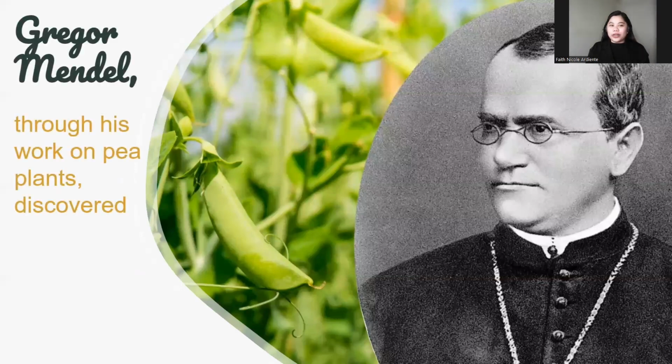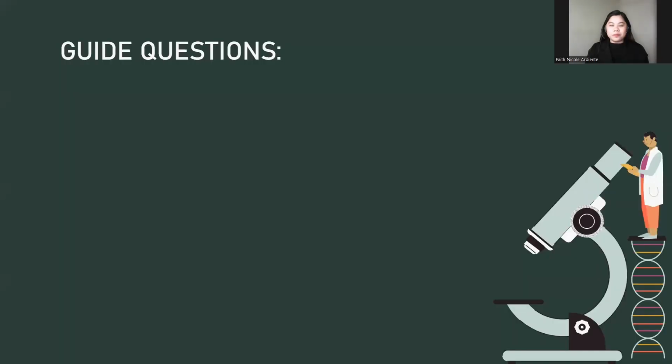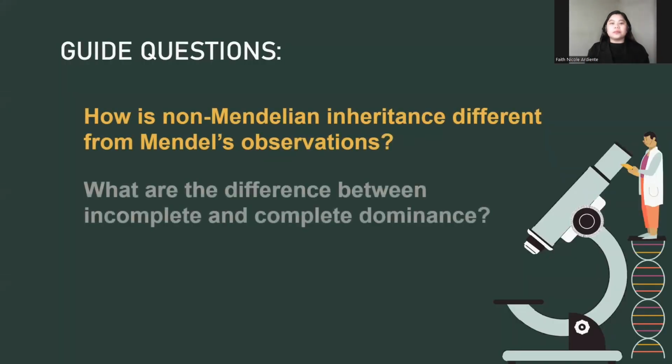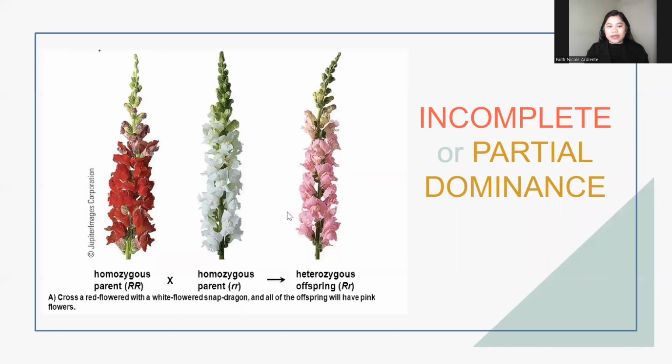So this is very good, Gregor Mendel. Through his work on pea plants, he discovered the fundamental laws of inheritance, in which there is a recessive and dominant relationship. So these will be our guide questions. First, a non-Mendelian pattern of inheritance is what we call incomplete or partial dominance. We have an example here of a red and white snapdragon. If we cross these two snapdragons, the offspring will be colored, yes student M, very good, pink.